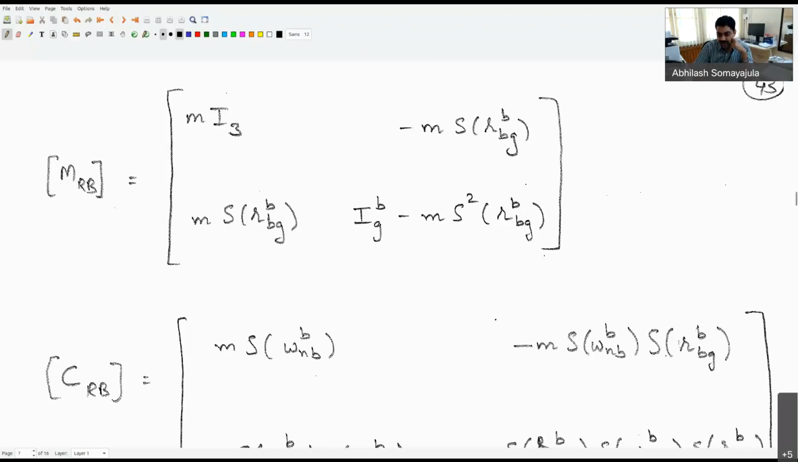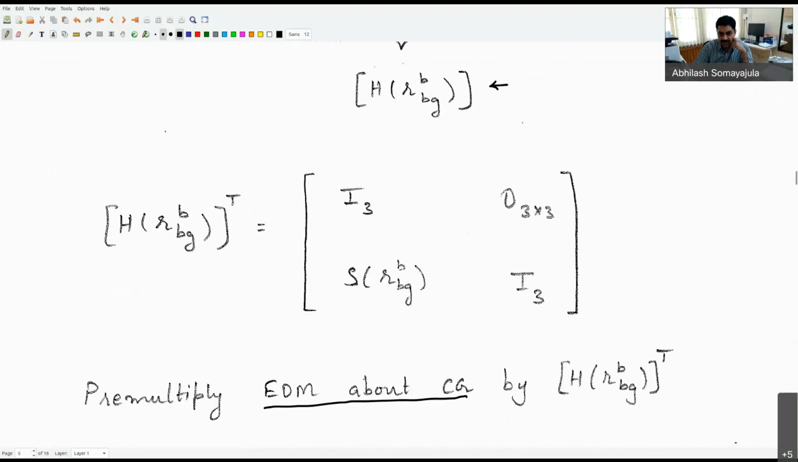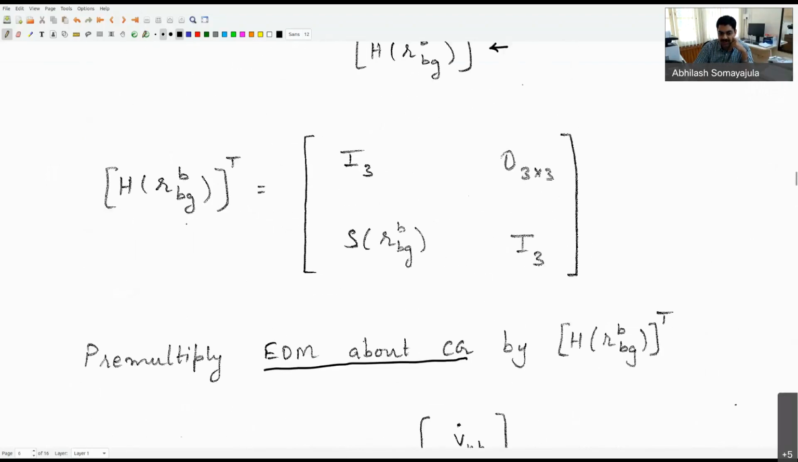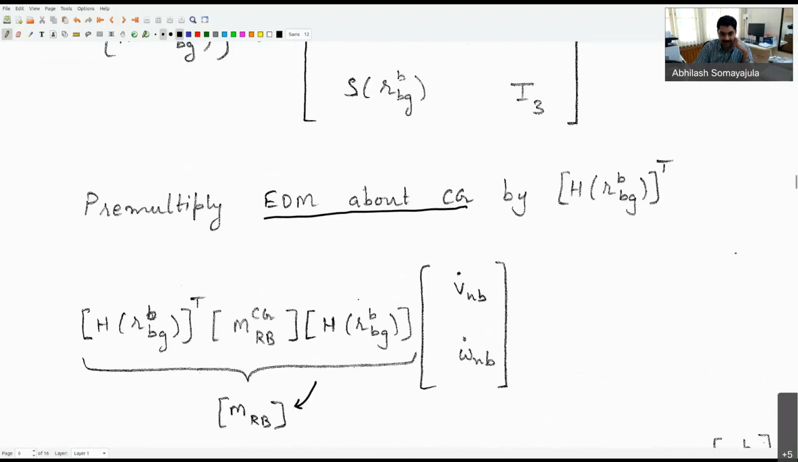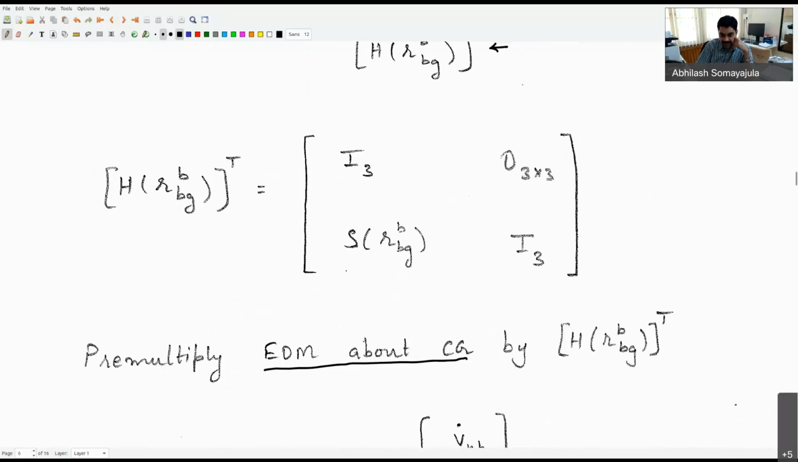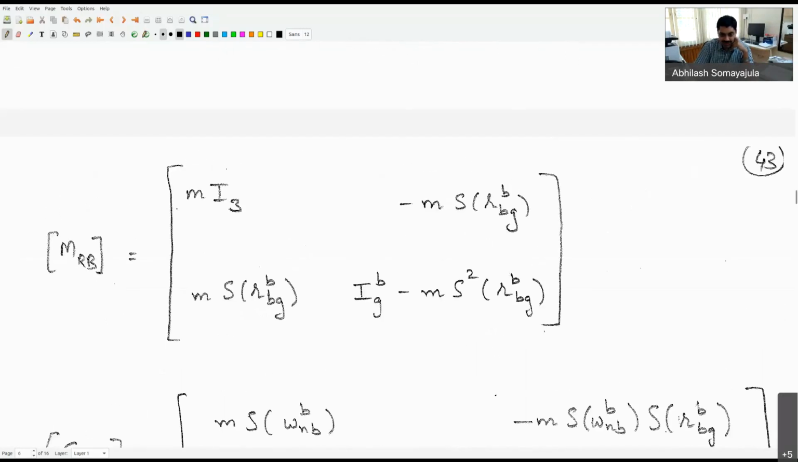Okay, this is what you come up with when you perform this multiplication of H transpose times the mass matrix times H. That skew symmetric matrix due to RBG is basically coming from the H matrix. Okay, so this is what you will end up with. Is that making sense?